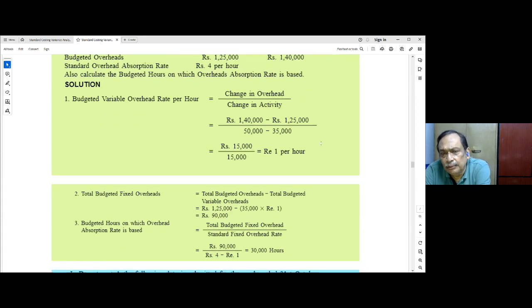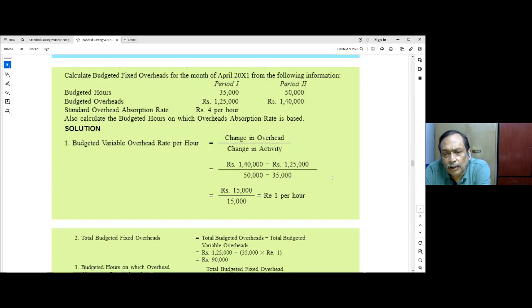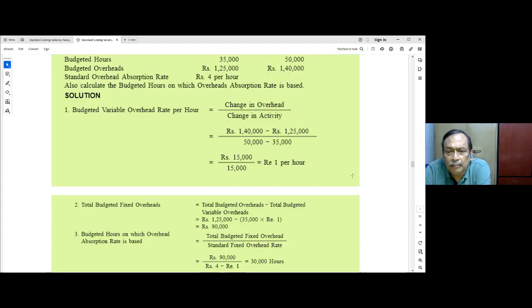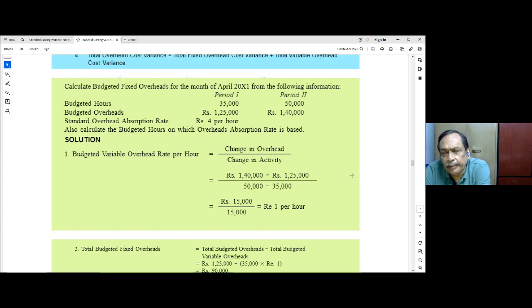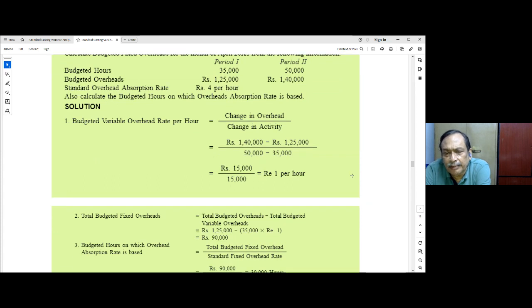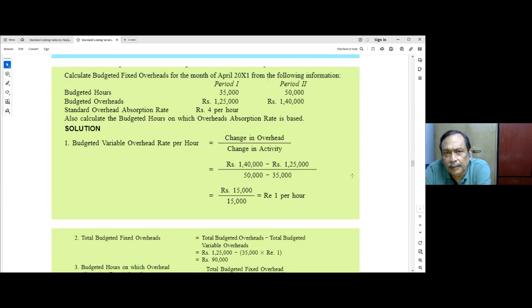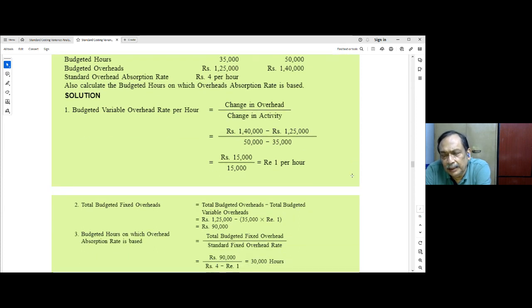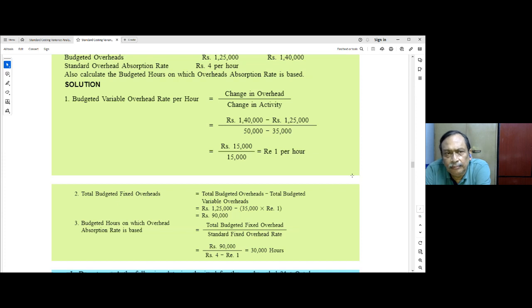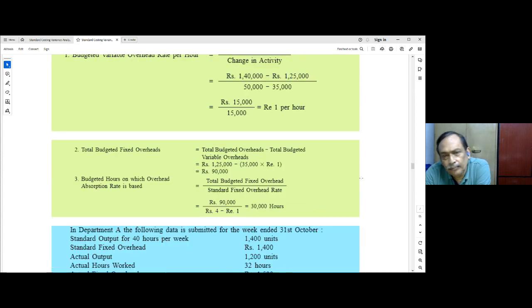Then total budgeted fixed overheads: for a particular period, that is 1,25,000 minus 35,000, the budgeted hours for the same period, into budgeted variable overhead rate per hour. Then you get total budgeted fixed overhead as 90,000, which is fixed.